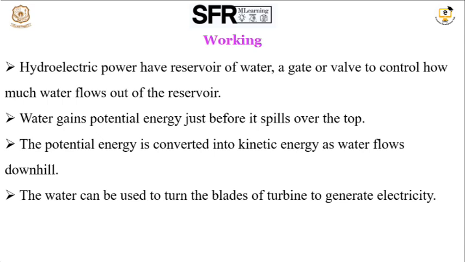Most hydroelectric power plants have a reservoir of water, a gate to control how much water flows out of the reservoir, and an outlet where the water ends up after flowing downward. Water gains potential energy just before it spills over the top of the dam. The potential energy is converted into kinetic energy as water flows downward. The water can be used to turn the blades of the turbine and generate electricity.